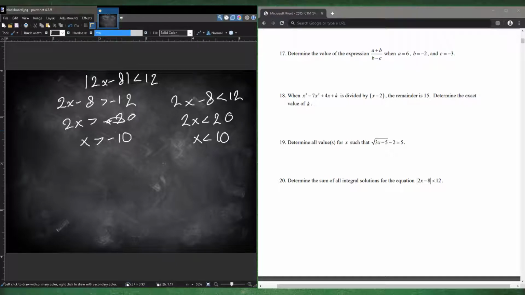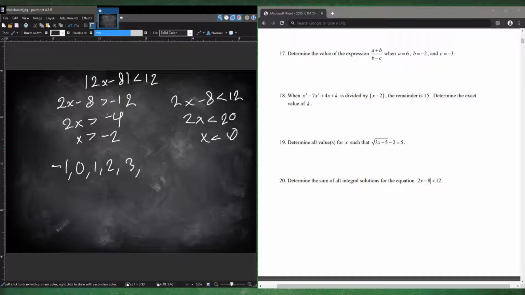Oh, sorry, let me rewrite that. Negative 12 plus 8 equals negative 4, so for this one x is greater than negative 2. Sorry about that. And then 20, x is less than 10. So if x has to be greater than negative 2, that means the integers go from negative 1, and then 0, 1, 2, 3, and it has to be less than 10, so let's go up to 9: 4, 5, 6, 7, 8, 9.